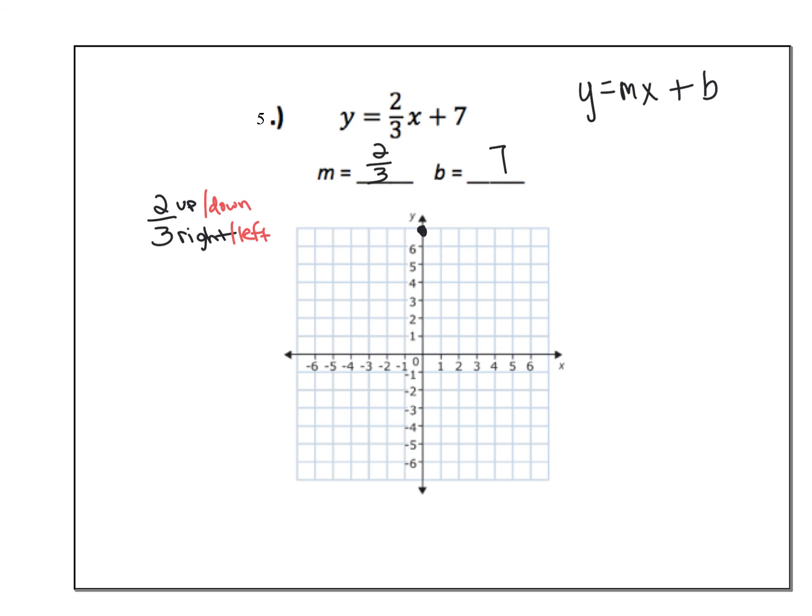So from my B, I'm going to go 2 down. And then I'm going to go 3 left. 1, 2, 3. And I'm going to put a point right there. 3 left. And I'm going to do it again. 2 down, 3 left. And I made some points there, so I'm just going to erase those because that was just me counting. All right, that's it. That is my line.